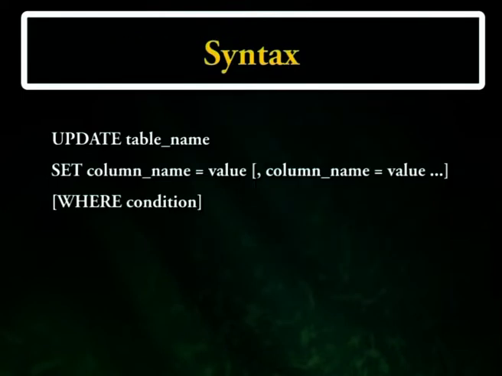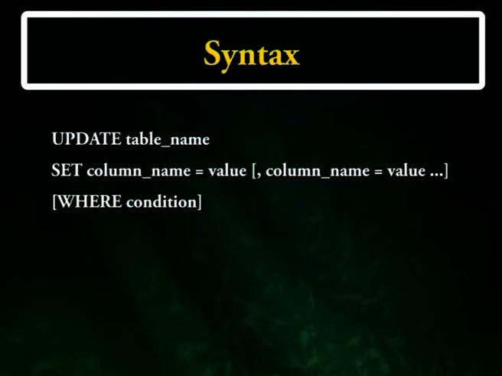So, look at the syntax of the update statement as shown: update table_name set column_name = value, column_name = value where condition. In this syntax, the update keyword is used to specify that we want to update a row or rows of a table named table_name.